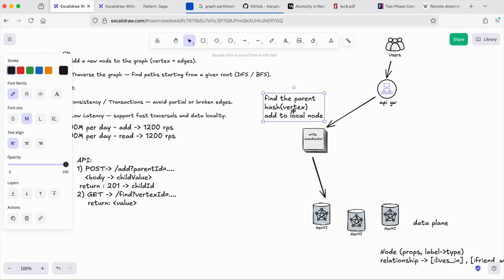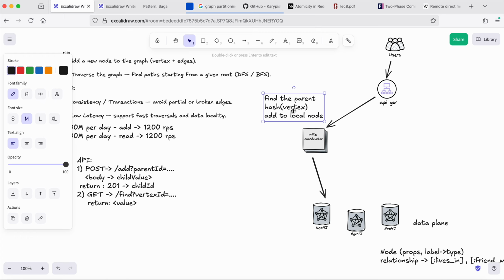Another problem is related to hashing the vertex. We will increase the complexity of finding any node by adding more relationships in a distributed environment. So we will completely lose the locality.